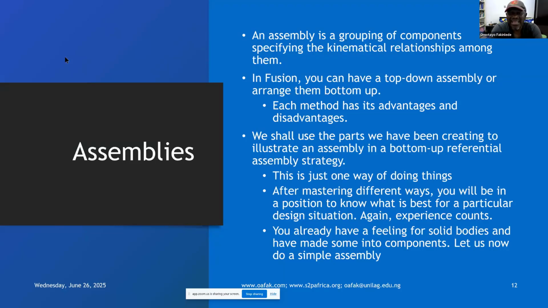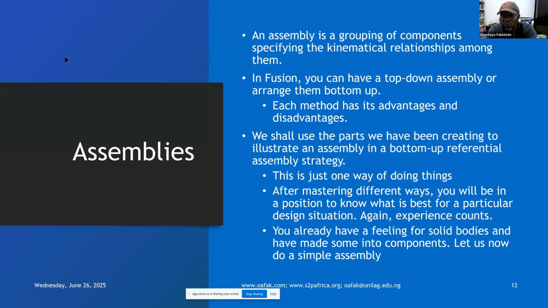Assemblies. An assembly is a grouping of components, specifying the kinematic relationships among them. In Fusion, sometimes I talk of Fusion 360. The old name of this software is Fusion 360, but it appears that the manufacturers are beginning to use just Fusion, dispensing with the 360. Those of us who have been using it for quite a while will sometimes call it Fusion 360, and sometimes we remember and call it just Fusion.